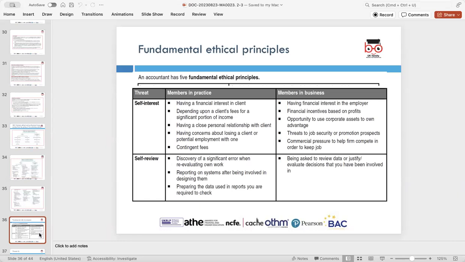This compromises objectivity in reporting. Preparing the data used in reports that you are required to check poses yet another threat. When individuals are responsible for both preparing and reviewing data, there is a risk of overlooking errors or misinterpretations due to familiarity with the data. Lastly, having a financial interest in the employer can create a conflict of interest, undermining objectivity and professional judgment.